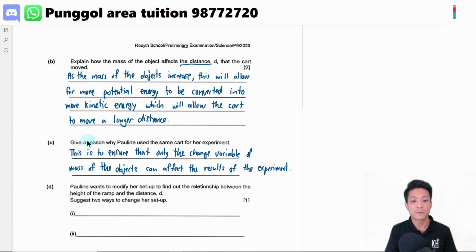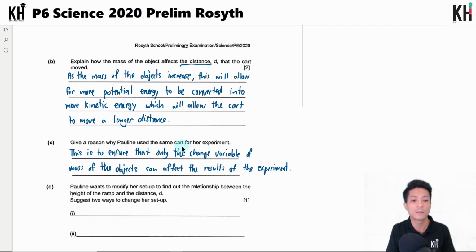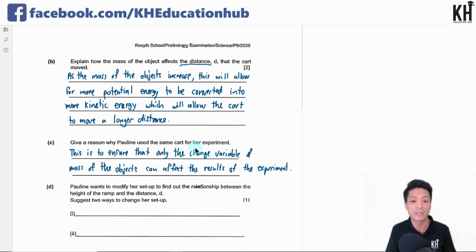Okay, so for this kind of question, you cannot say that it is to ensure that it is a fair test. You need to explain why this will allow it to be a fair test. So you either say this will ensure that only the change variable of whatever the experiment is can affect the results of the experiment, or you can say that this is to ensure that the measured variable will not be affected by the size of the cut or the difference in the cut.